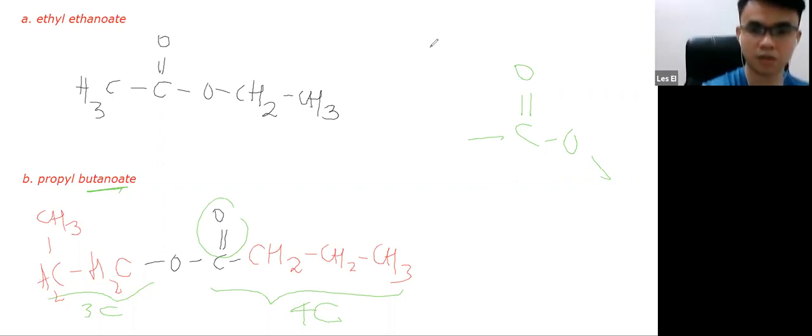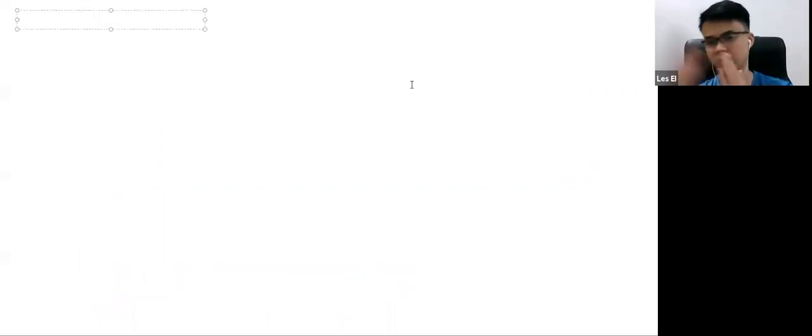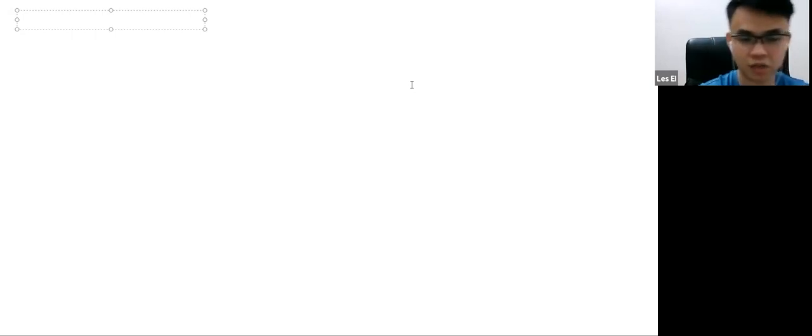Okay, so just now I told you esterification process is reversible. Esterification is when you proceed forward, when you have the alcohol and carboxylic acid react together to form ester and water. If you want to proceed backward, we call that hydrolysis. So there are two types of hydrolysis.